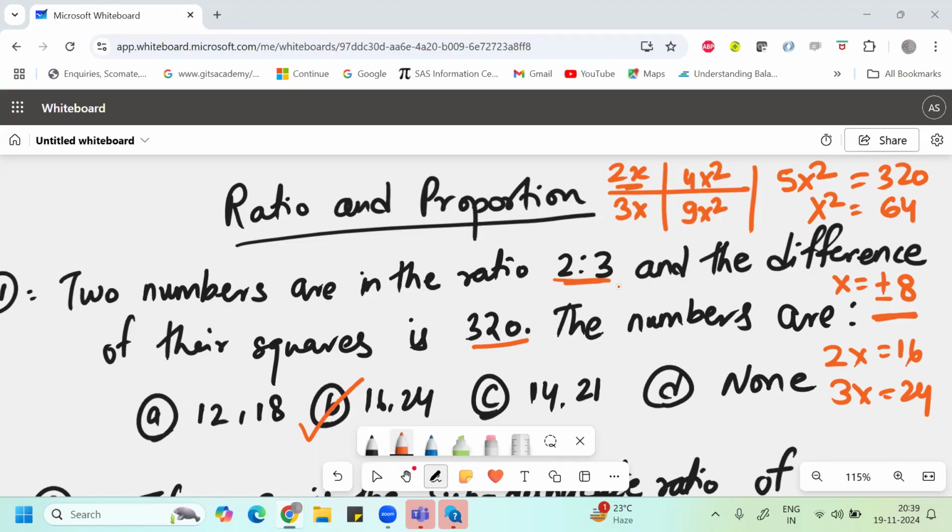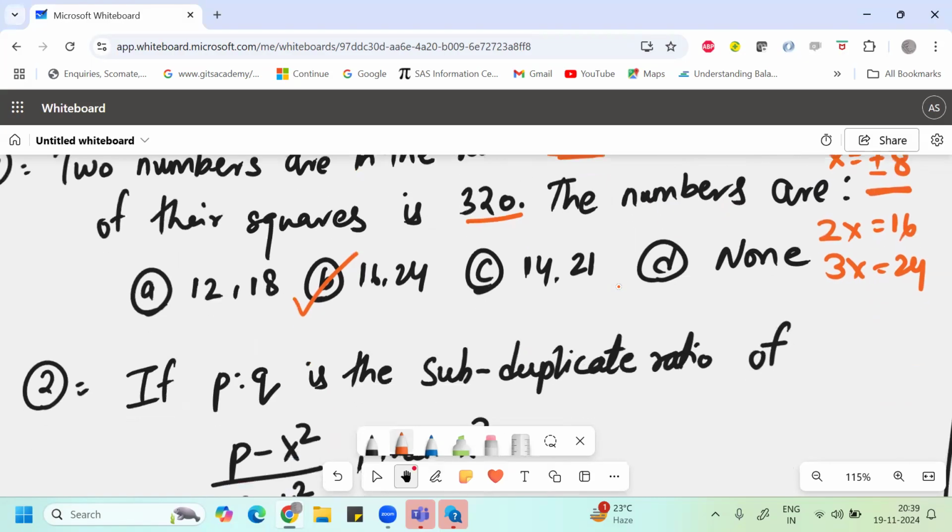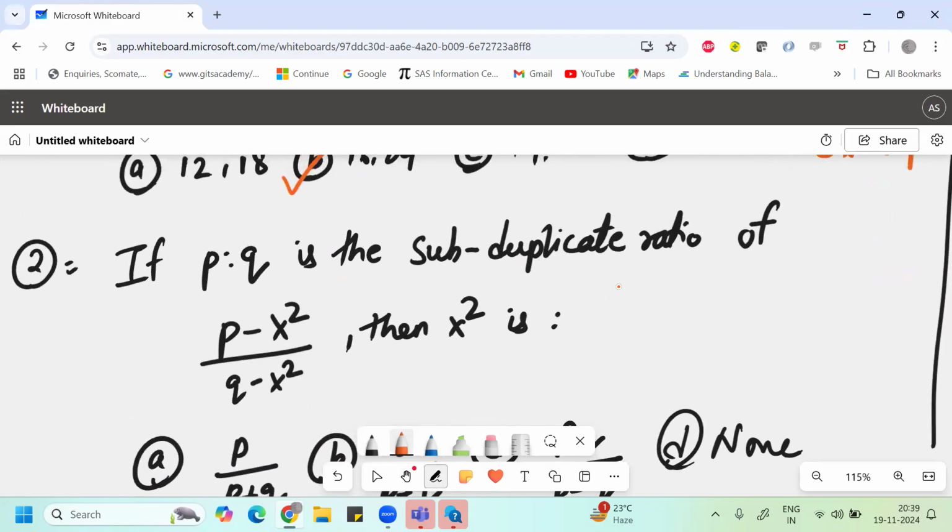So then I'm going to question number two. I'm assuming that everyone has understood question number one. So I'm going with question number two. This question is one of the favorite questions. This question came many times in the exam. So you know what is duplicate ratio, subtriplicate ratio. I don't think there is any confusion between these terms. So this is one of the favorite questions. Question number two.